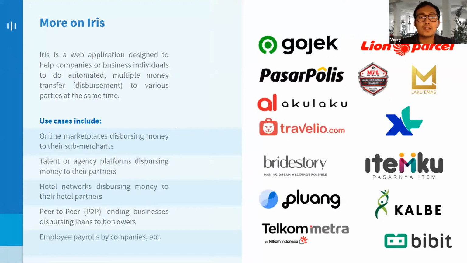Iris is currently used by a lot of internet companies in Indonesia, including GOJEK, which is probably our largest merchant right now, and a couple of others like Akulaku, Bibit, Itemku, Peluang, etc. Right. So there are multiple use cases where Iris can help, including online marketplaces disbursing money to sub-merchants, hotel networks disbursing money to hotel partners, and employee payrolls by companies. Right. So these are just some of the use cases.